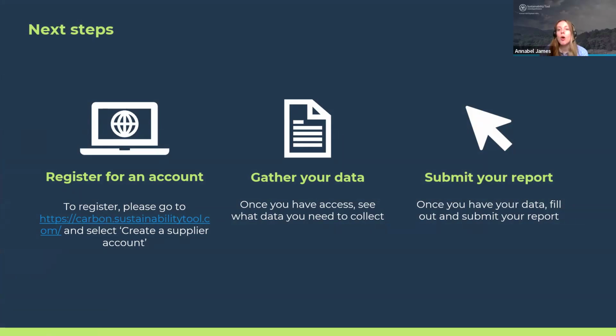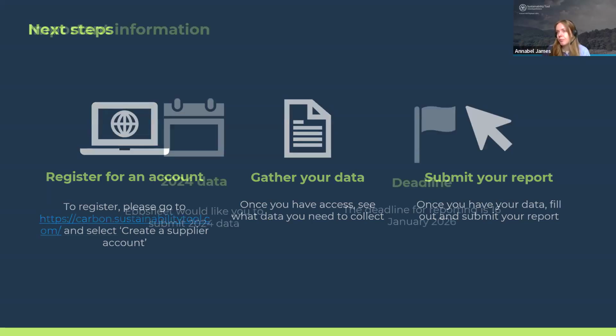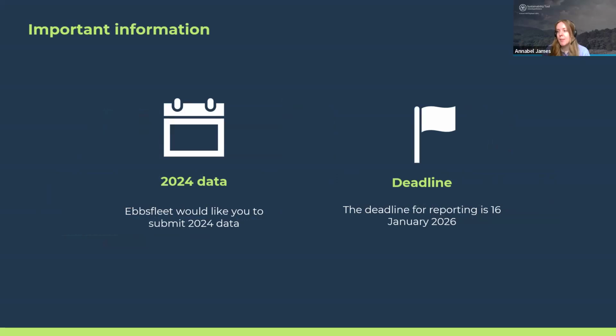Once you've got an account, look at the report. What kind of data have you already got? As Kelly said, identify what data we are already collecting and where we can get that from. As Kelly said, the first time is the most difficult because you're working out where to get the data from. Once you've identified where you can get data from, it's a lot easier to get that for each annual report. Once you've gathered all the data that you can, you submit the report, making sure also to apportion to Ebbsfleet, and then you're done for 2024. So the important information to end on, as I said at the start, the request is for you to report 2024's data, and the deadline for this is the 16th of January 2026.